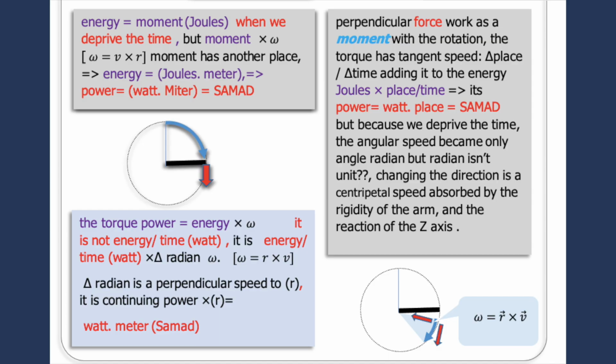Before movement, we start from Newton meter. If it moves, the arm multiplied by force multiplied by speed equals the moment in joules. It is meter. It is joule multiplied by meter divided by second. So it is watt meter. Watt meter.